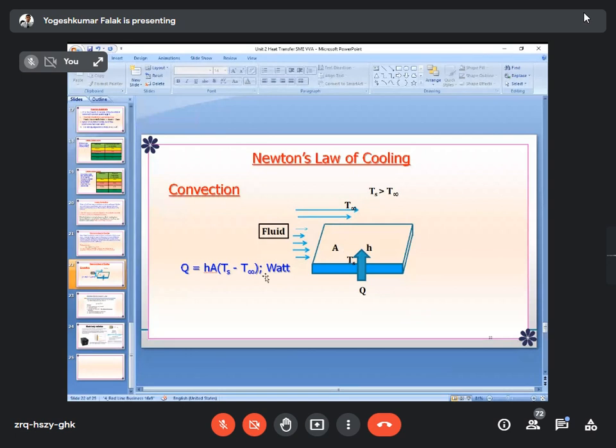So how do we calculate convective heat transfer? By using this formula: Q is equal to h, the convective heat transfer coefficient, times A, the total area of the plate, length and height. Multiplying length and width gives the area, and then the temperature difference T1 minus T2. So you get the heat transfer rate, called the convective heat transfer rate. In this case, it is called Newton's law of cooling.